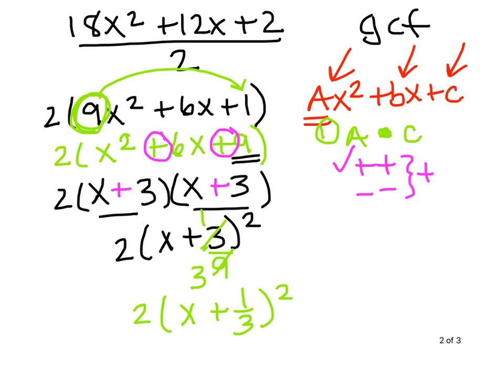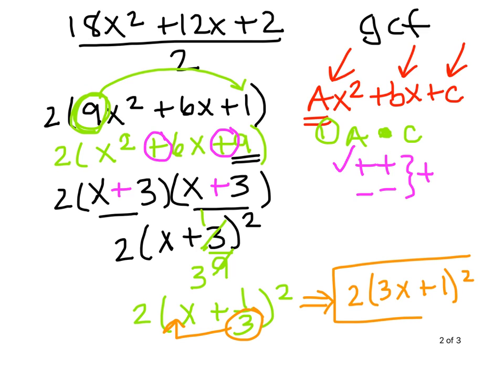Now traditionally you won't have a fraction there, and so the way that you fix that is by taking the denominator and putting it in front of the x, and that gives us a final answer of 2 times 3x plus 1 squared. Okay. We're going to skip 19 so that this isn't a super long video, and I'll do that one separately.